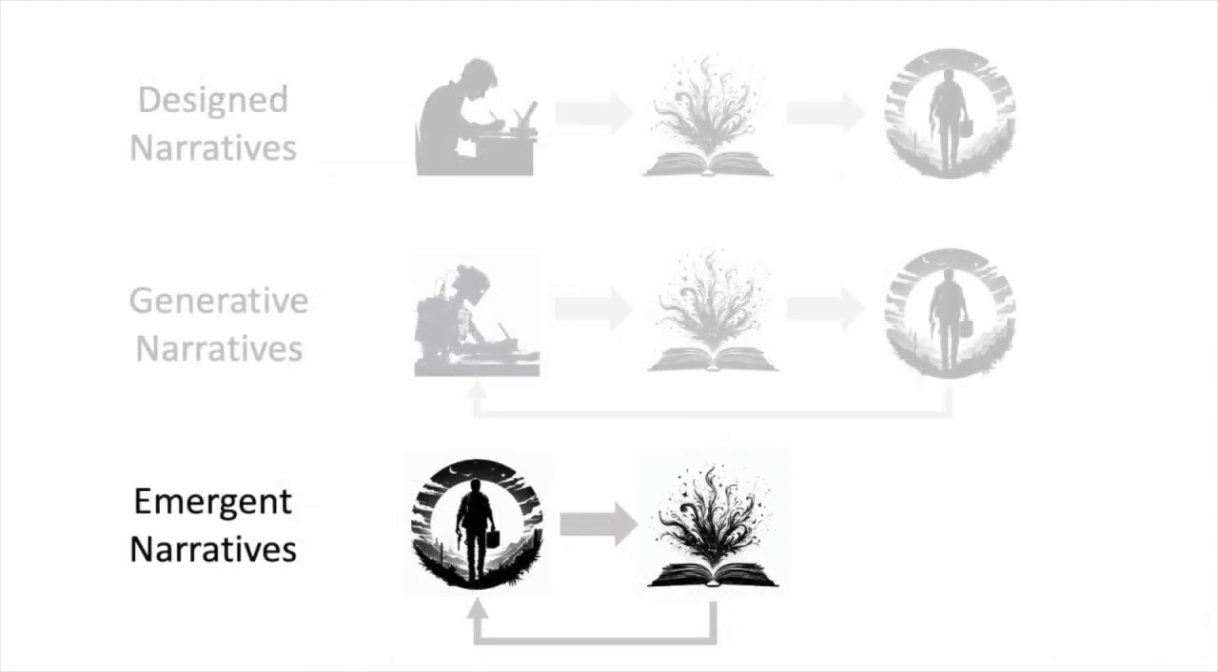In emergent narratives, things are a bit different. Here we don't have an author at all, but instead the player interacts directly with the story world. Through these interactions and a process called narrative sense-making, they see stories emerge in the world around them. They then react to those things, which in turn creates more stories that they can sense.